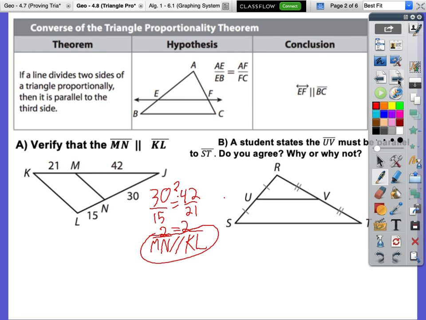If they're not, they're not parallel. I just spit a little bit. It didn't get on anybody though.